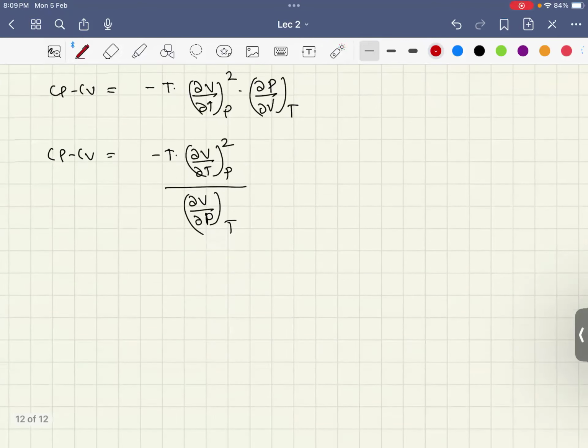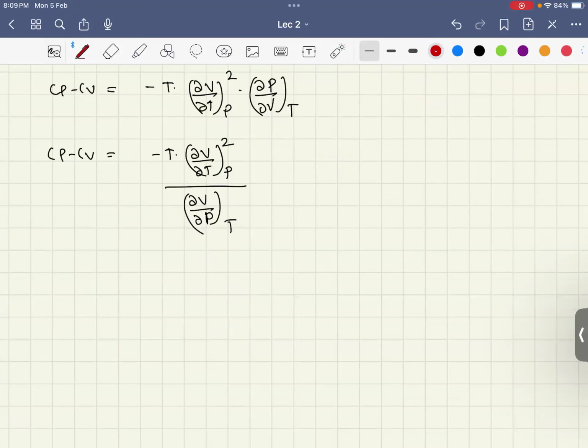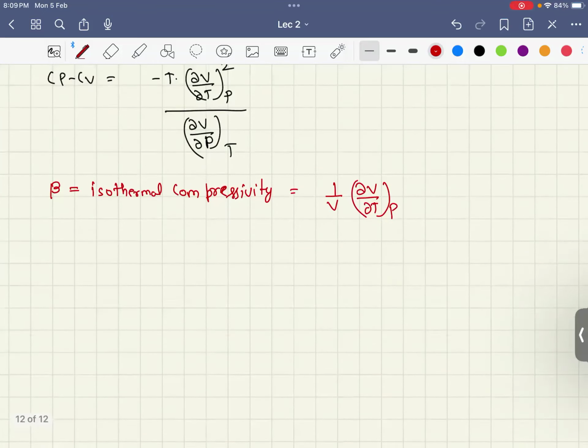Now, I don't know whether you know there is something called beta, the isothermal compressivity. It appears in non-ideal gases, and it is also there for ideal gases. Its expression is ∂V/∂P. I will tell this again.